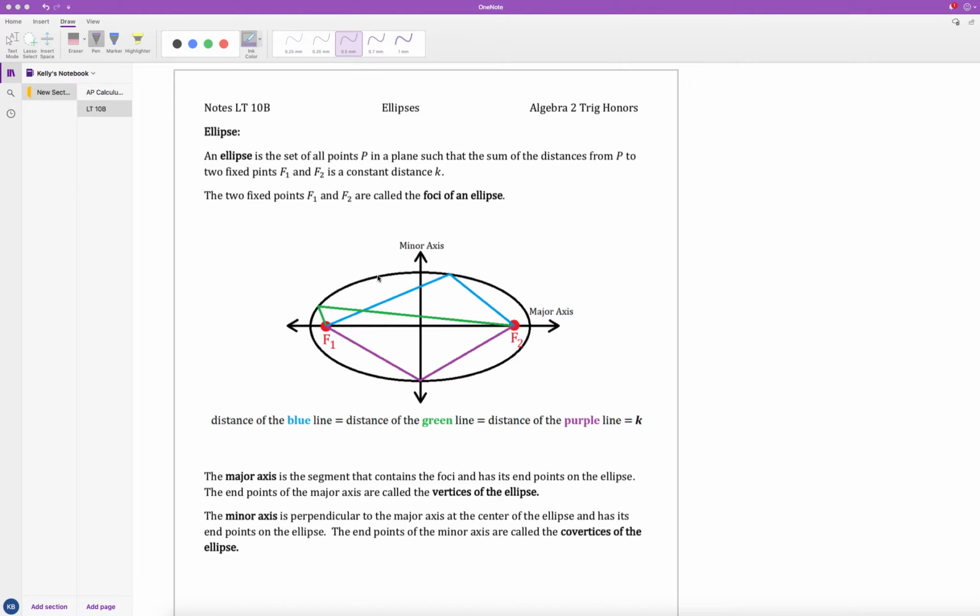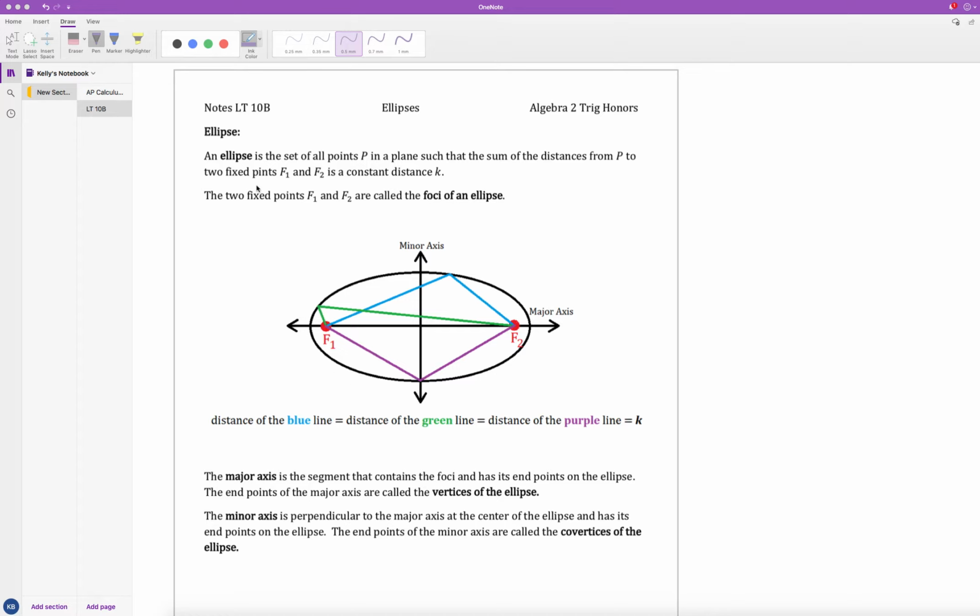All the points that are on this black curve are the points that actually make up the ellipse. All these lines in between, the green lines, the blue lines, and the purple lines, are going to be part of my definition, which I'll come back to. But an ellipse itself looks like this outer black elongated circle curve that we have here.